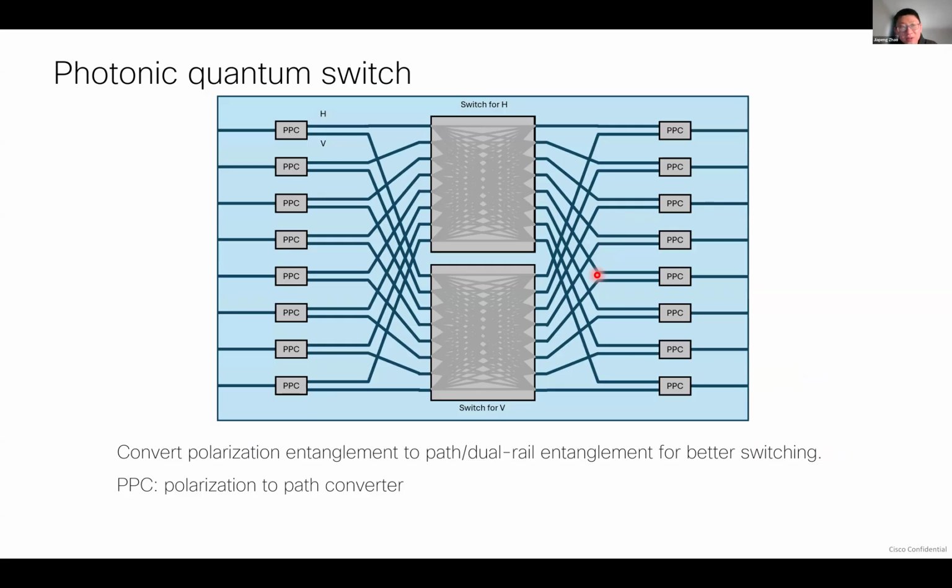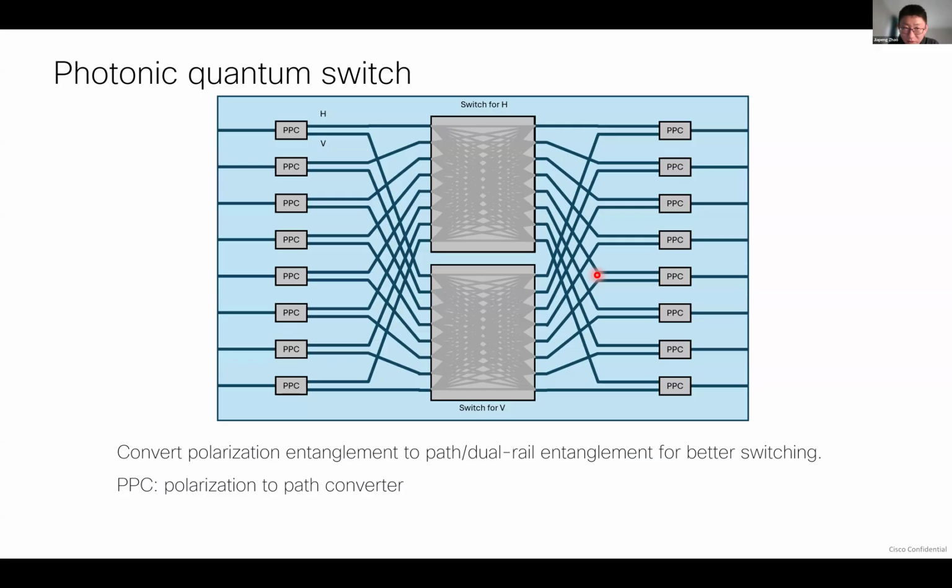We can divide the current switch into two major categories. One is the mechanical switch, which has very high dimensionality, low crosstalk, low loss, but suffers from very long reconfiguration time, so that the speed is very low. And the second category is the photonic quantum switch. This kind of switch usually is very fast, but the dimensionality is low because the loss is high, and the crosstalk and loss are also very high.